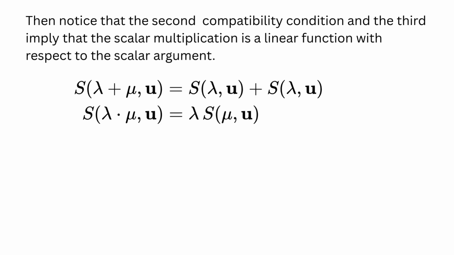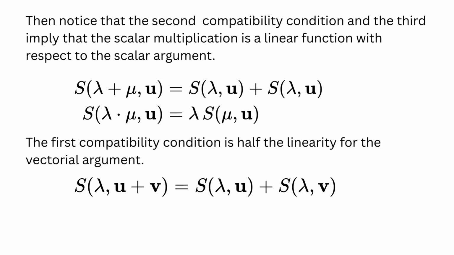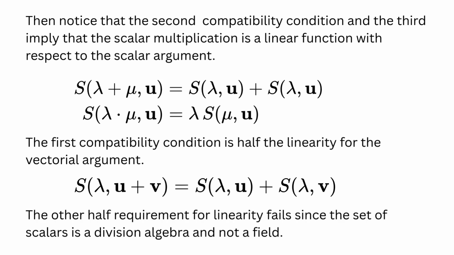Then notice that the second and third compatibility conditions imply that the scalar multiplication is a linear function with respect to the scalar argument. The first compatibility condition is half the linearity for the vectorial argument. The other half requirement for linearity fails since the set of scalars is a division algebra and not a field. Let's see this explicitly.